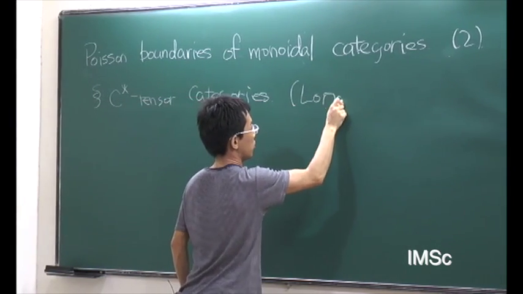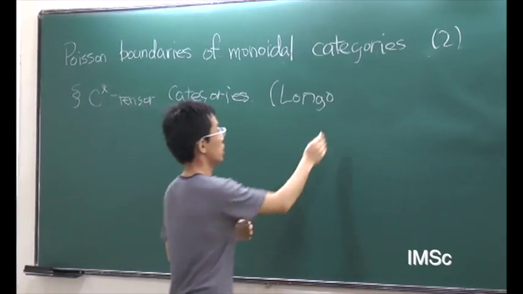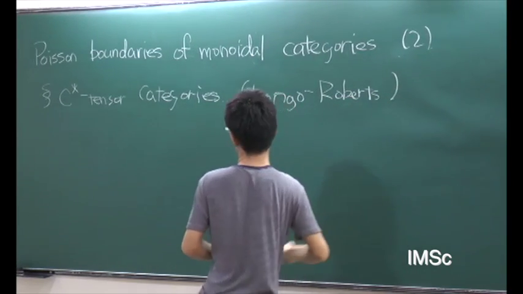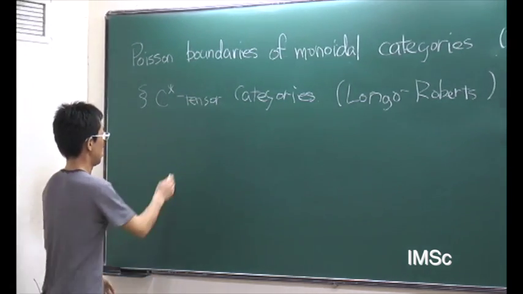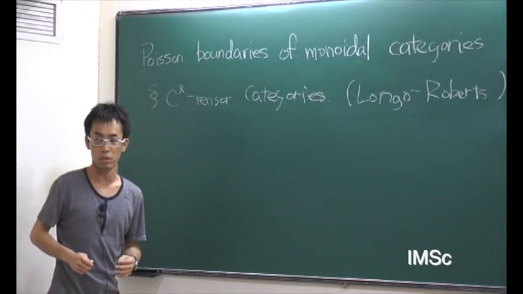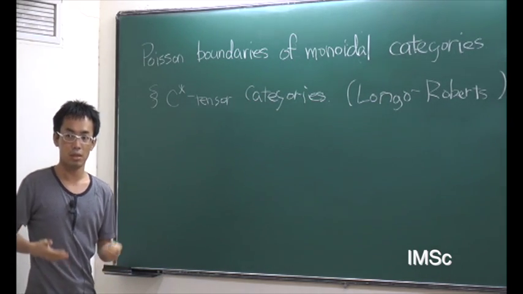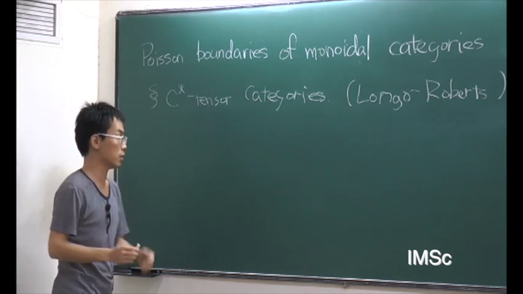The first, of course, the most important thing is the monoidal category or tensor category, after Longo and Roberts, the dimension theory for C-star tensor categories, extending the theory of index for subfactors and quantum dimension of quantum groups. So first of all, the most fundamental notion is that of C-star category. It's basically the usual category, but also all the morphism sets have this C-star structure, so norm and star structure.